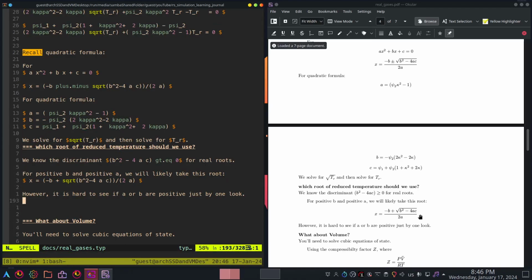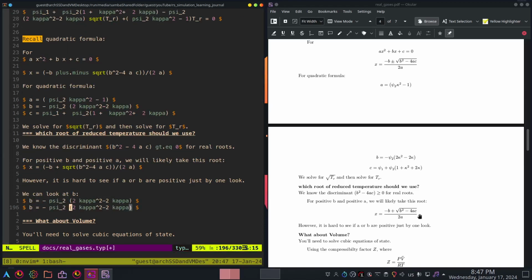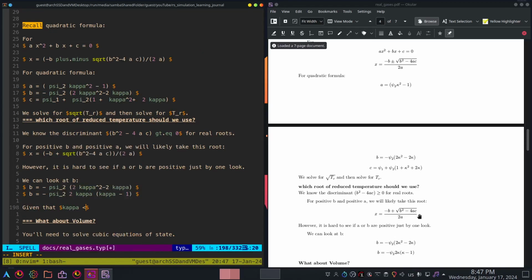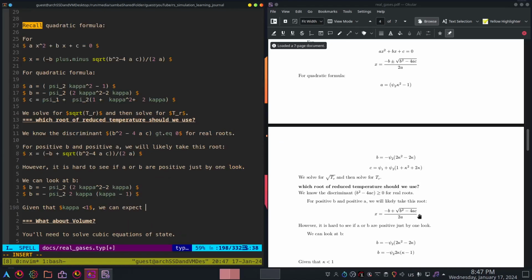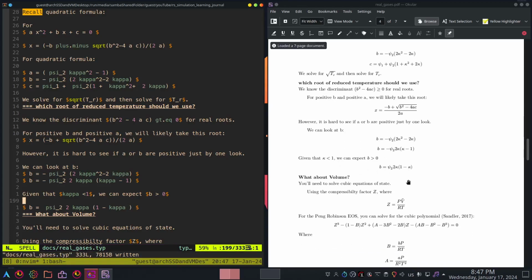So let's see whether we can simplify. We can look at b. That's what I was doing just now. I was looking at b, and let me factor out 2 kappa for us. So it's kappa minus 1. Given that kappa is usually less than 1, we can expect b to be more than 0. Let me rearrange this, and we'll have 1 minus kappa right here. So given that kappa is less than 1, we can expect b to be greater than 0. That's one way of doing it.